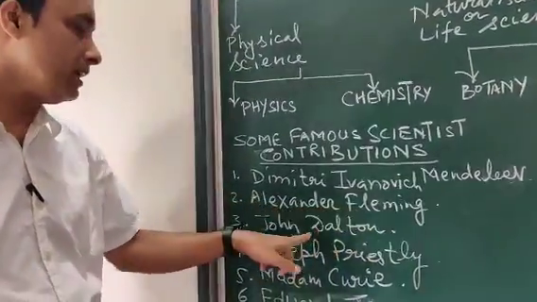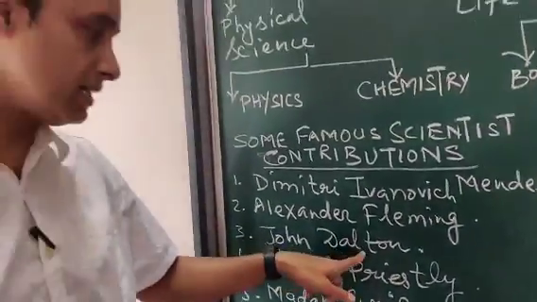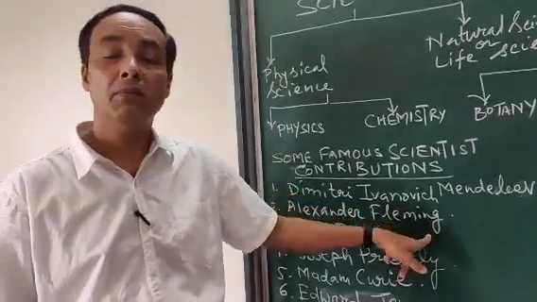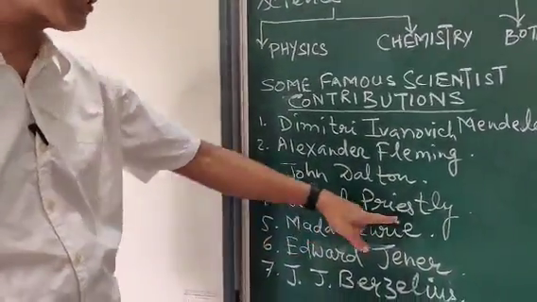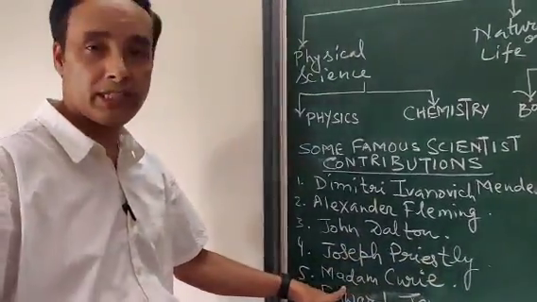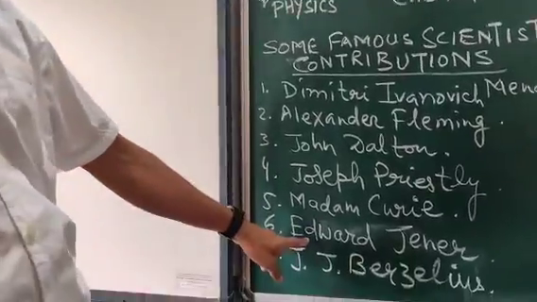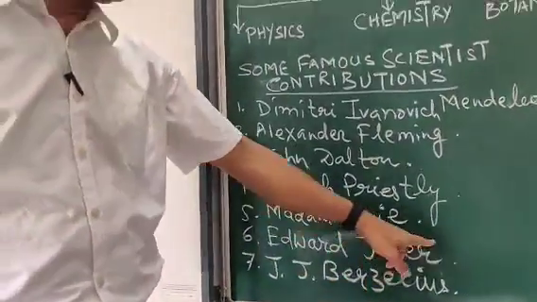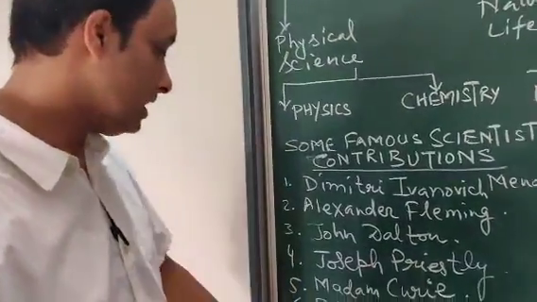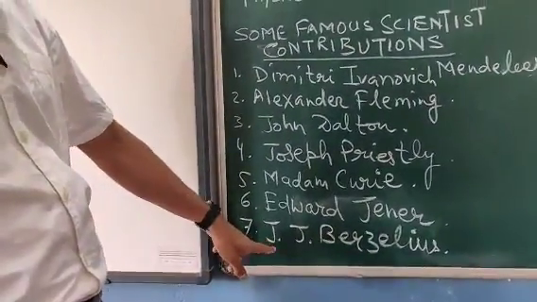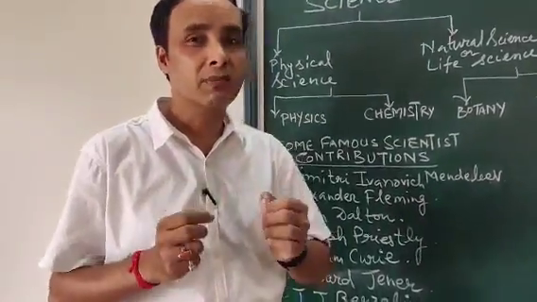Next to Fleming, I would like to highlight John Dalton. John Dalton is a British scientist who proposed the famous atomic theory. All of you know. Next, Joseph Priestley, who discovered oxygen. Then Madame Curie isolated polonium and radium. Then Sir Edward Jenner, the great scientist who developed a vaccine against smallpox. Then J.J. Berzelius, one of the eminent chemists from Sweden. He is a Swedish chemist.